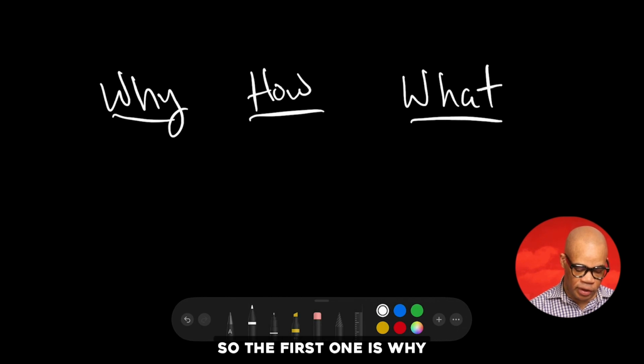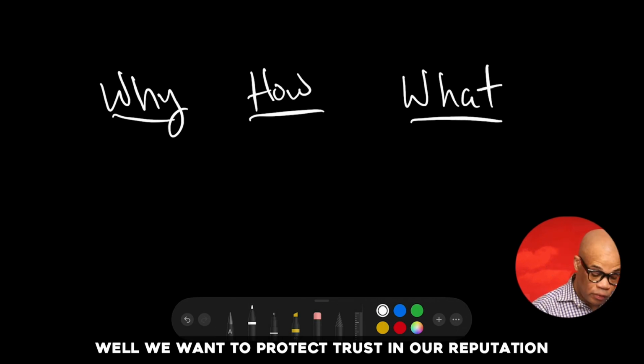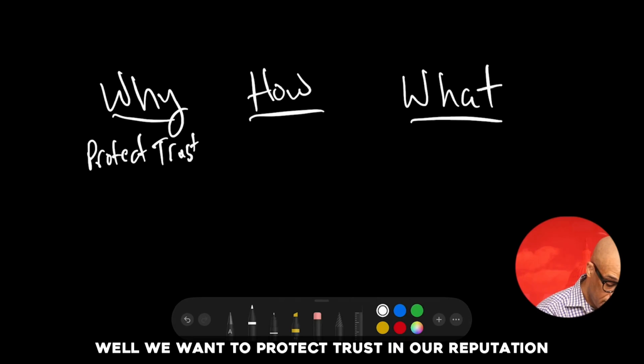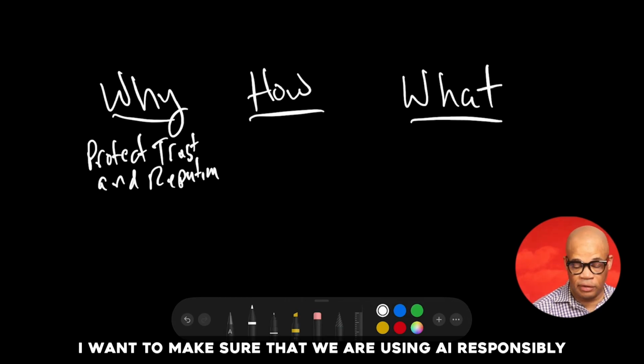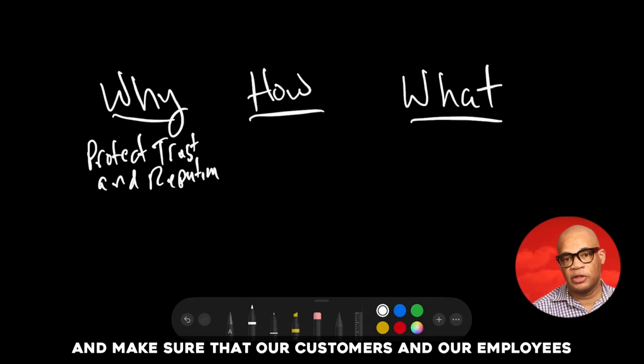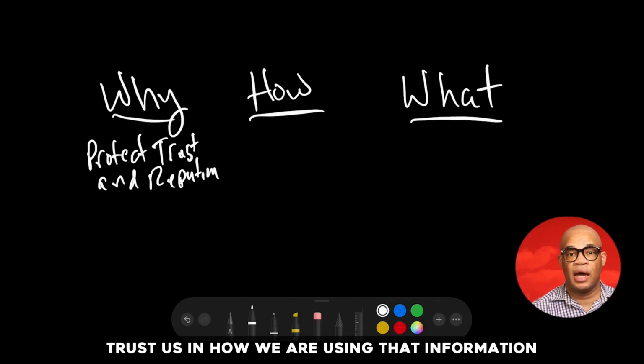So the first one is why. Well, we want to protect trust and our reputation. Okay? Right? As an organization, I want to make sure that we are using AI responsibly and make sure that our customers and our employees trust us in how we are using that information.